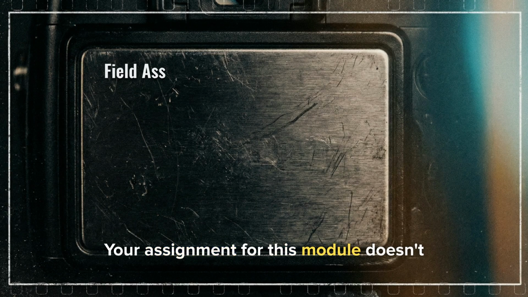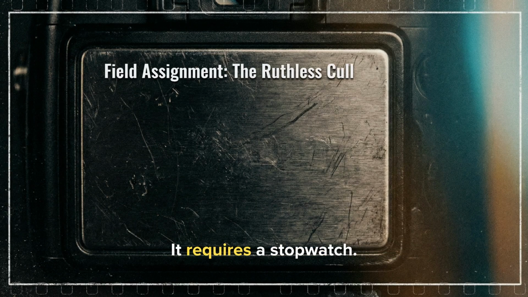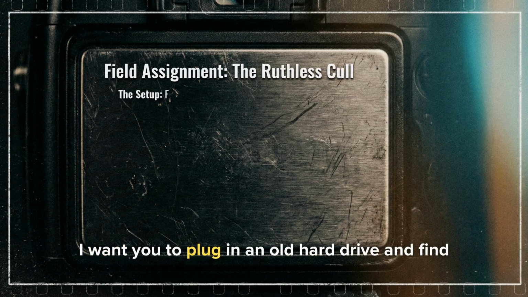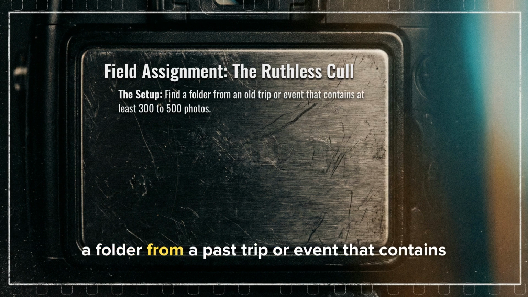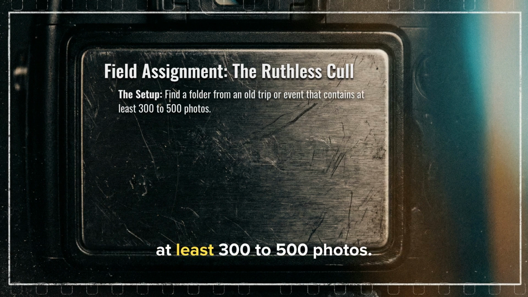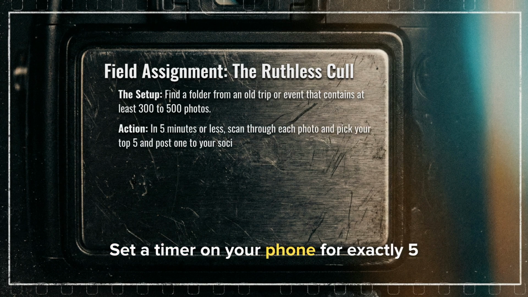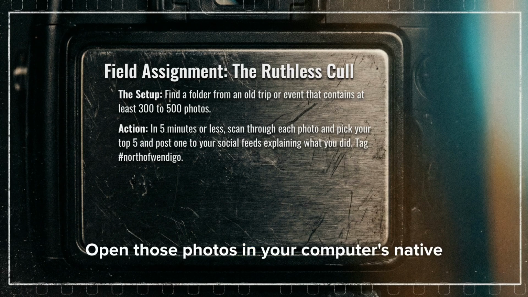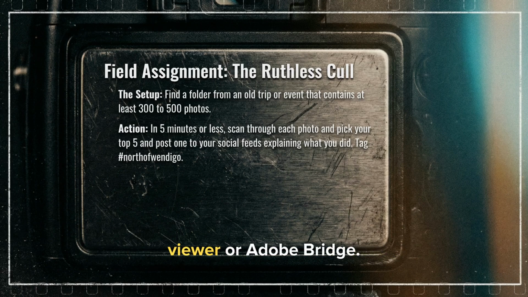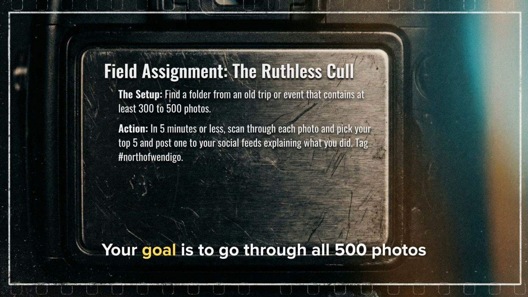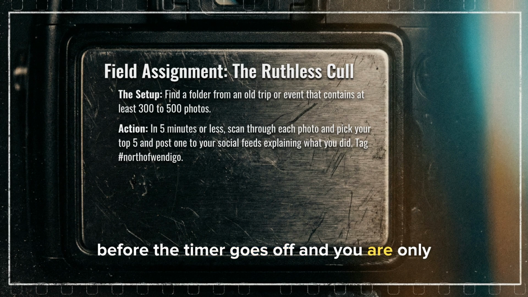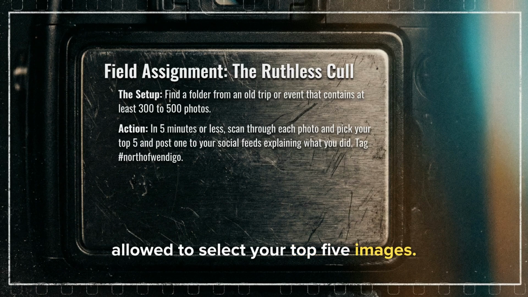Your assignment for this module doesn't require a camera. It requires a stopwatch. I want you to plug in an old hard drive and find a folder from a past trip or event that contains at least 300 to 500 photos, a folder you haven't looked at in a while. Set a timer on your phone for exactly 5 minutes. Open those photos in your computer's native viewer or Adobe Bridge. Your goal is to go through all 500 photos before the timer goes off, and you are only allowed to select your top 5 images.